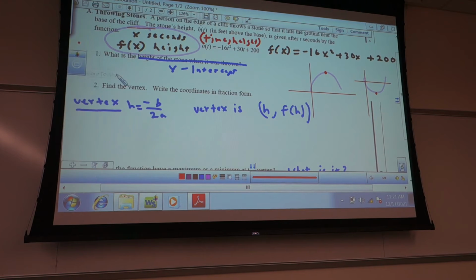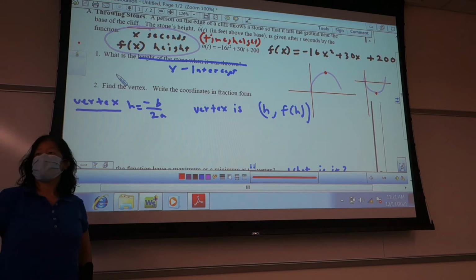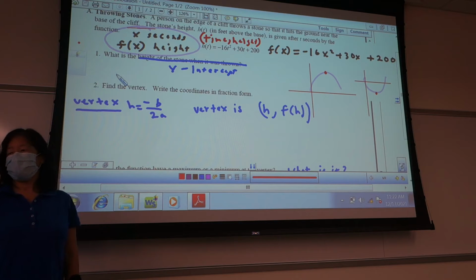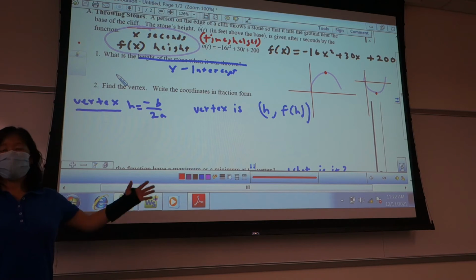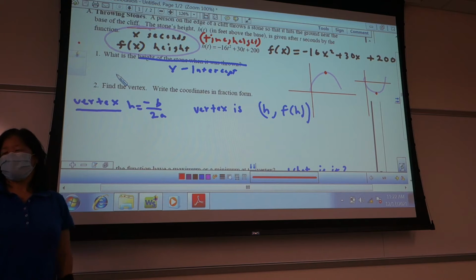And time's always x? Always, for this class. 99% of the time in the world, time is x. It's very rare that time will not be x. I won't say it never happens, because there are problems where it happens, but in all the problems we're going to encounter, time is your x.